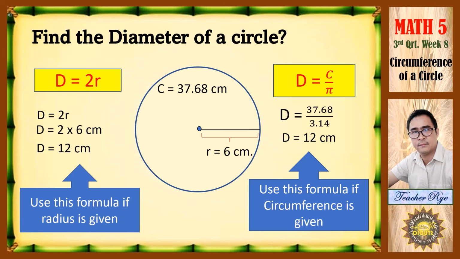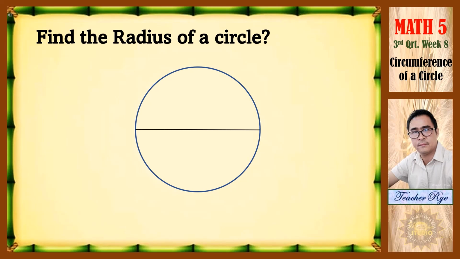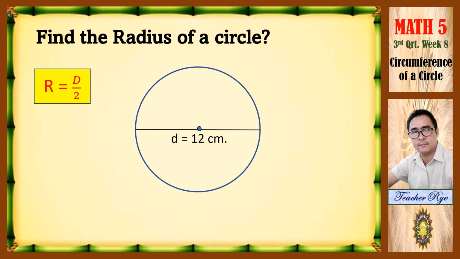Paano naman kung ang radius ang nawawala? Or find the radius of a circle? So, ito yung bilog. At ito ang given natin, the diameter which is 12 cm. So, ngayon, i-apply natin yung formula na to para makuha natin yung radius ng circle. So, radius is equal to diameter over 2.